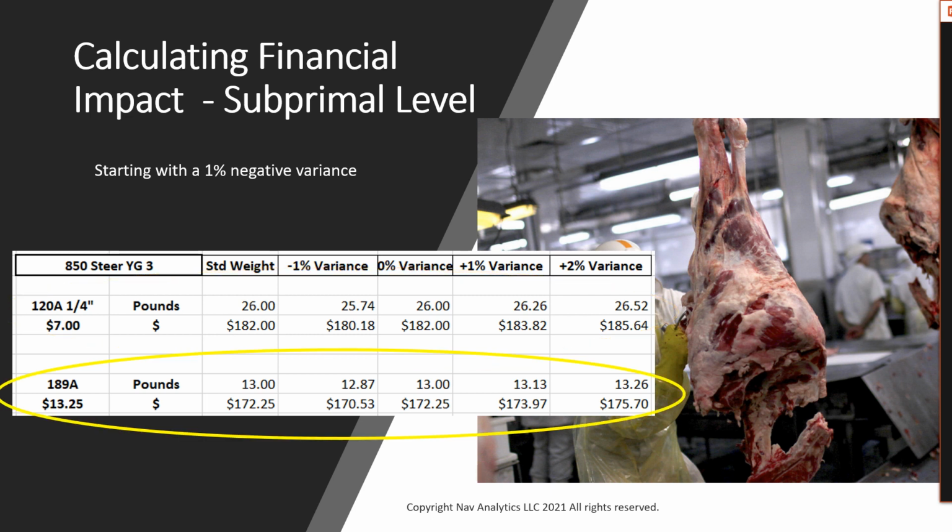The standard weight would be 13 pounds with a negative variance of 1% at 12.87, all the way up to a positive variance of 2% at 13.26.